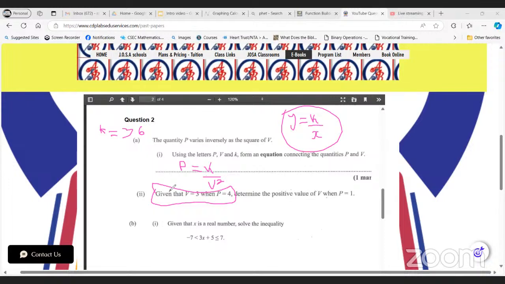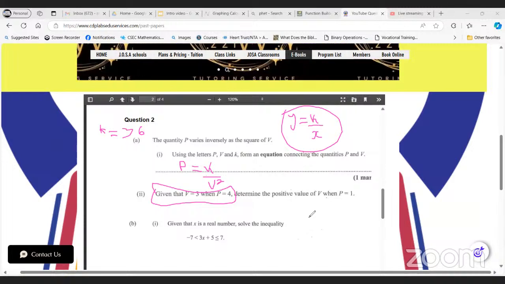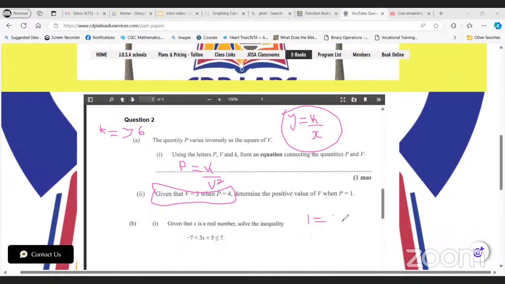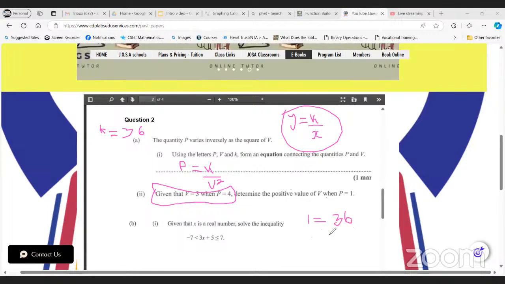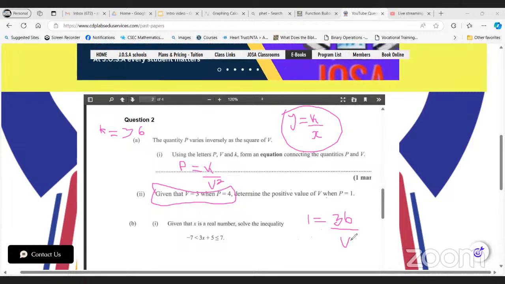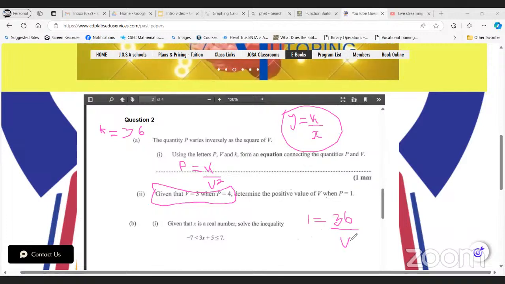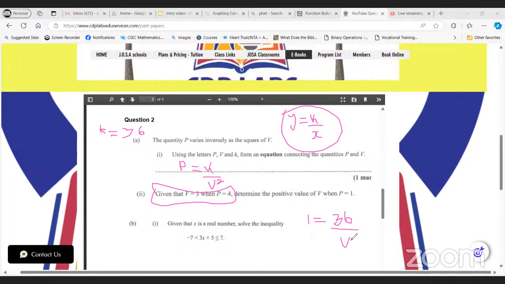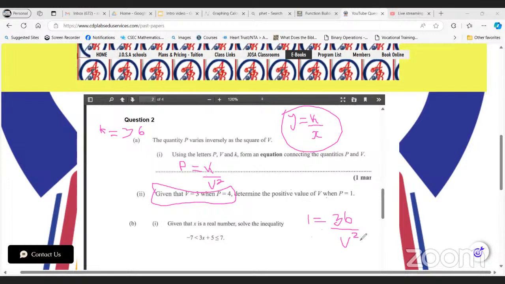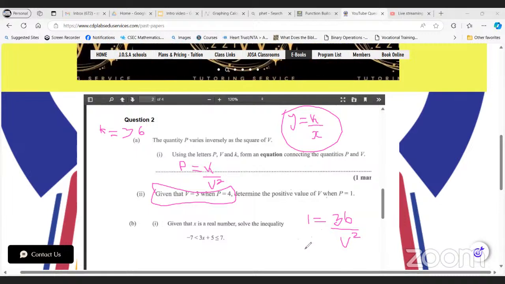Okay. Now we know what K is. We want to find V. But we know that P is equal to 1 and K is 36. Now we need to know what V is. That's an obvious answer, isn't it? Very obvious answer, right? Now, please bear in mind that this is V squared, okay? But we need to know what V is equal to.